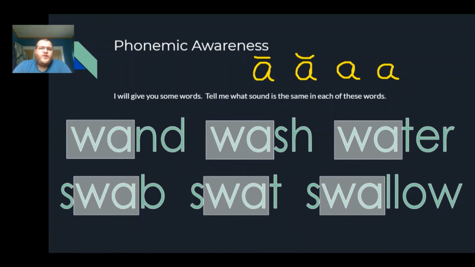Another sound of A is something that we call a schwa. That means A is saying a different sound that's unexpected. In this case, most of the time it says uh, like in away and about. And the last sound that A makes says aw, like in wand, wash, and water. So let's blend some of these words together.